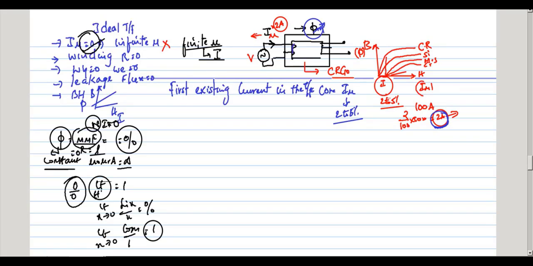With only 2 amperes, you also have a leakage flux. A very small amount of current gives very little flux, but the maximum flux is produced in the transformer core. What is the leakage flux? Leakage flux is very small. This magnetizing component of current does not produce any leakage flux. It is required only to produce the flux in the transformer core. Since 2 amperes is enough to produce the maximum flux, the leakage flux is very, very less.